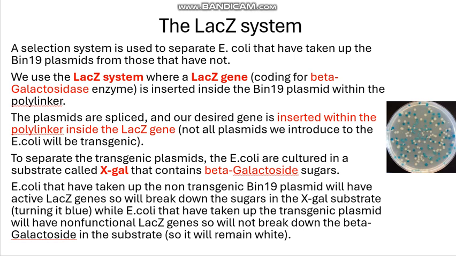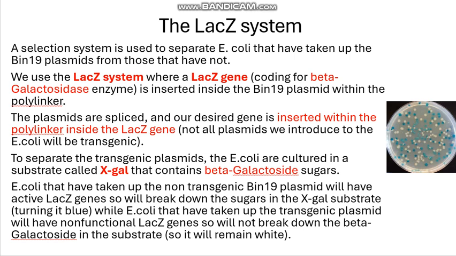We only want the white E. coli colonies, because the white colonies are not able to break down the beta-galactoside sugars within the XGAL substrate, because they have a gene within their LacZ gene that we've put there, so they're not able to produce the enzyme, they're not able to break down the substrate, they're not able to change colour. I had hoped we'd get further than that, but this has taken a while to talk about.